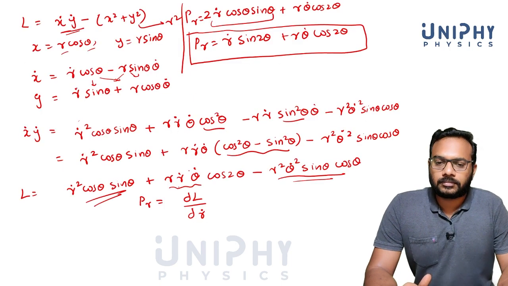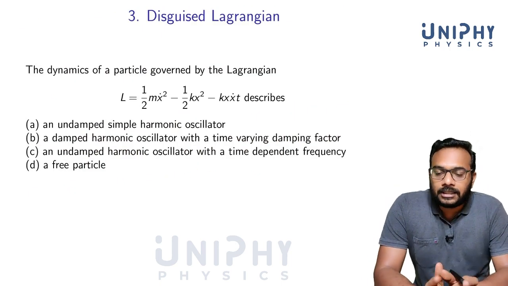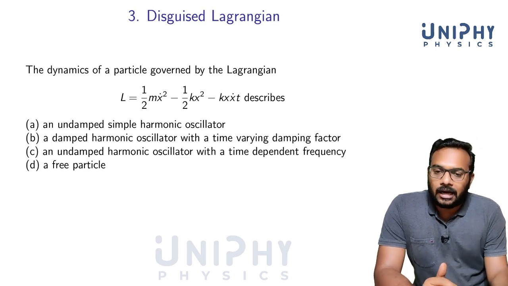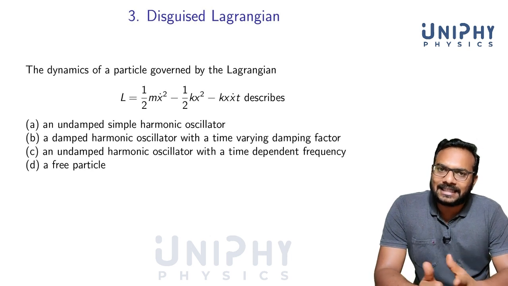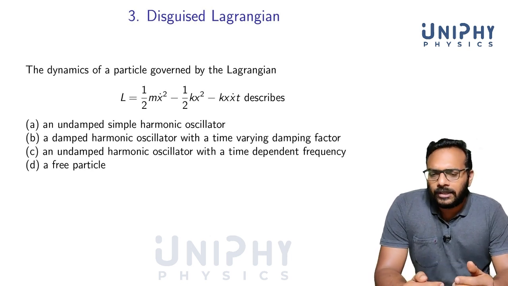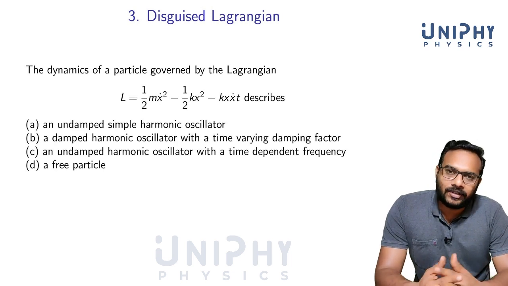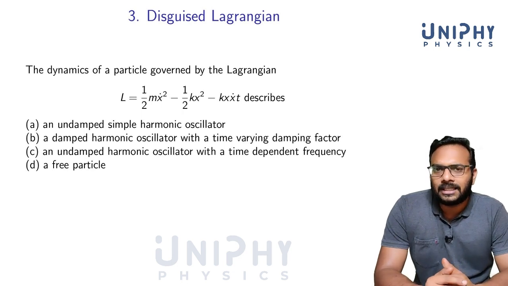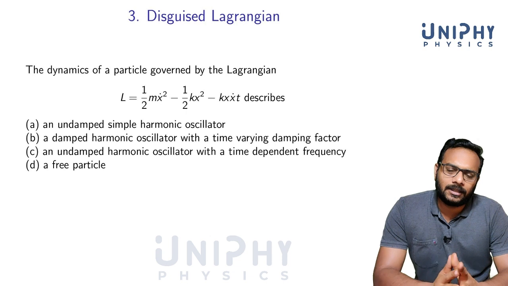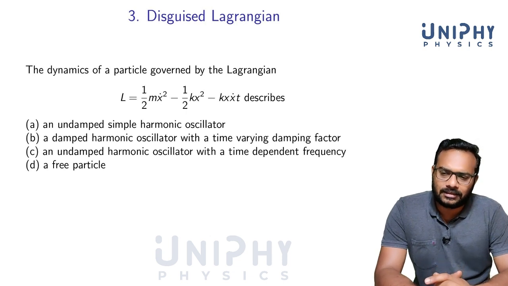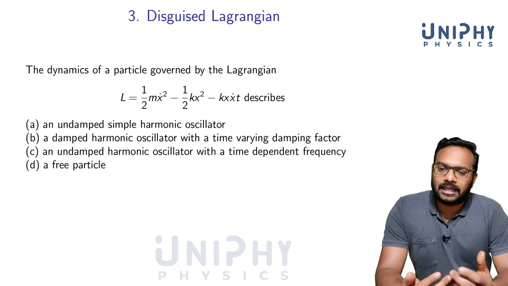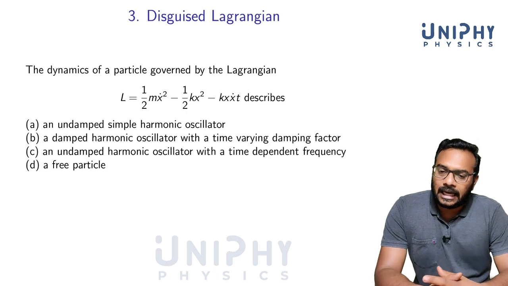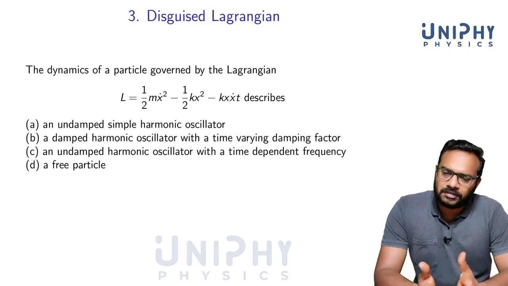Now, in the third problem, we are given a Lagrangian. The Lagrangian is half m x dot square minus half k x square minus k x x dot t. When you look at it at first, it doesn't seem like any Lagrangian we are familiar with. We are familiar with quite a few Lagrangians, but we have never seen this one. What system does it describe? Does it describe an undamped simple harmonic oscillator, a damped harmonic oscillator with time varying damping factor, an undamped harmonic oscillator with time dependent frequency, or a free particle?